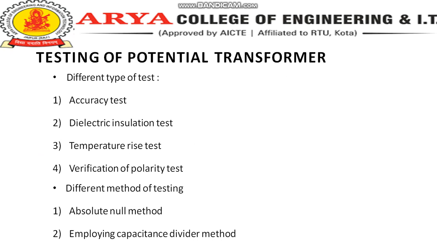Now the testing of the potential transformer. There are different types of tests for the potential transformer. The first one is the accuracy test, second is the dielectric insulation test, third is the temperature rise test, and fourth is the verification of polarity test.